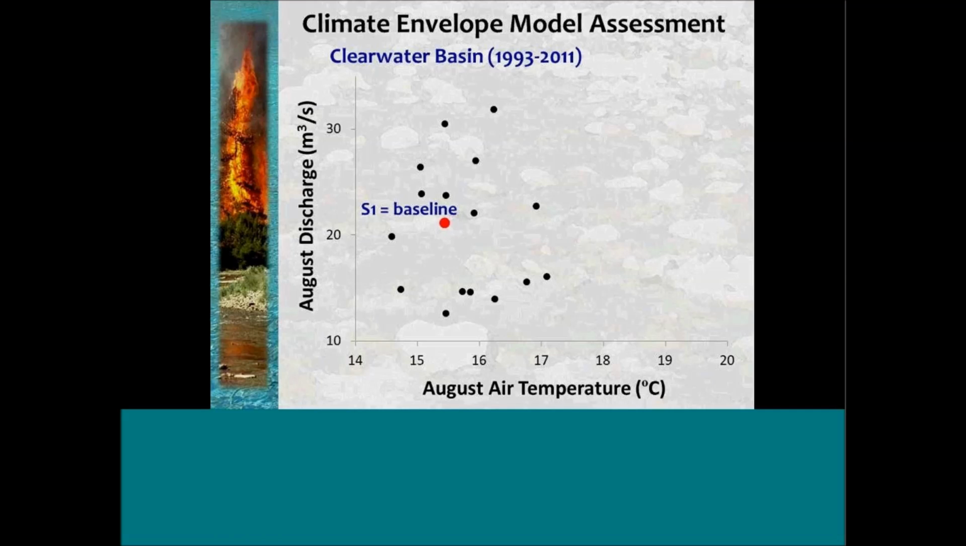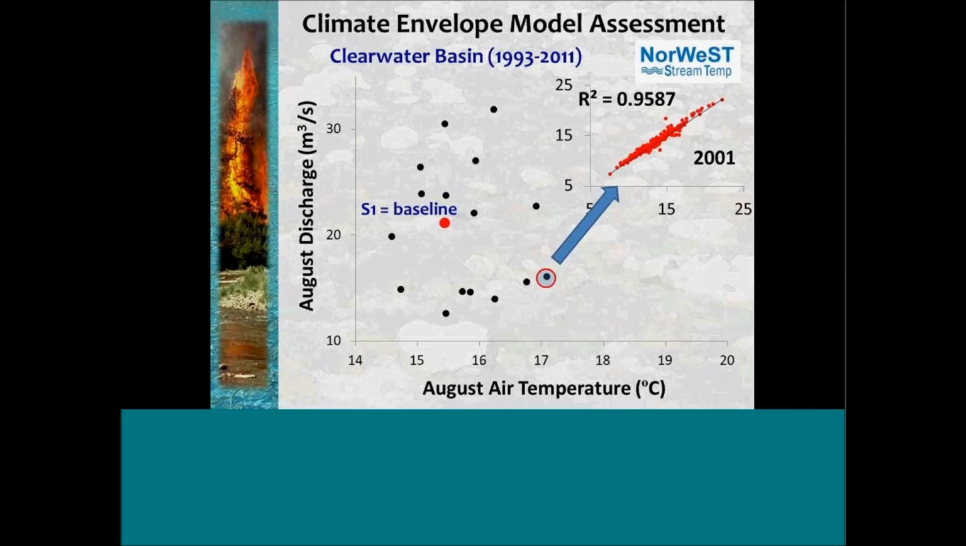And so here I've just plotted what the August discharge values look like over that 19-year period in the Clearwater Basin relative to the August air temperature values. And then that red dot represents the S1 baseline scenario, which is just the average across all of those climate years. And so we can then just look at what the model predicts if you're in a really warm, low flow year, and that would be that graph that's in the upper right.